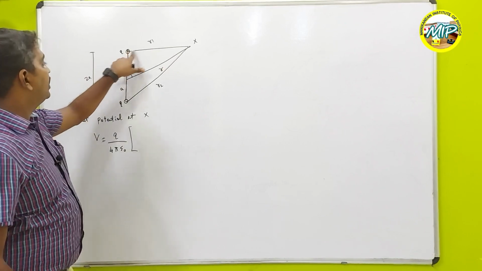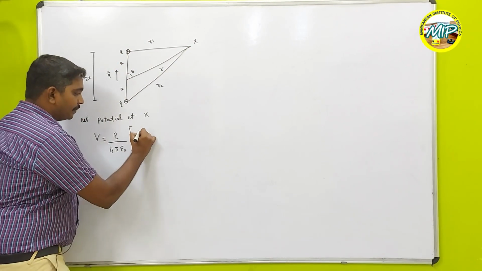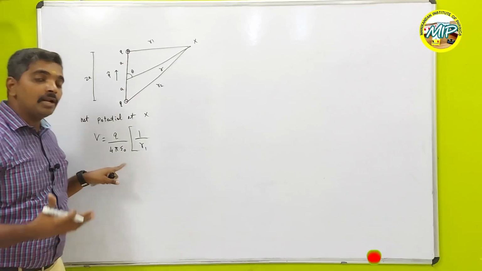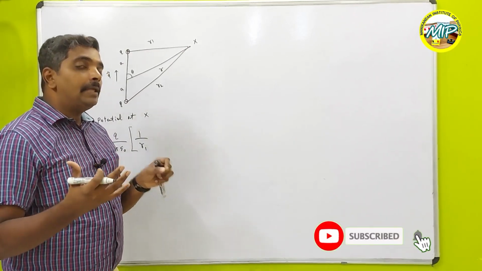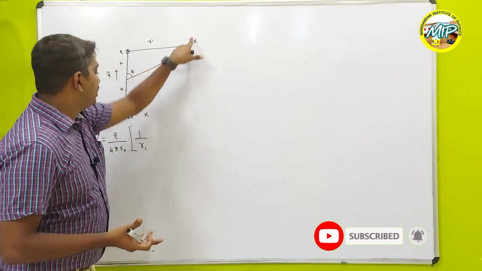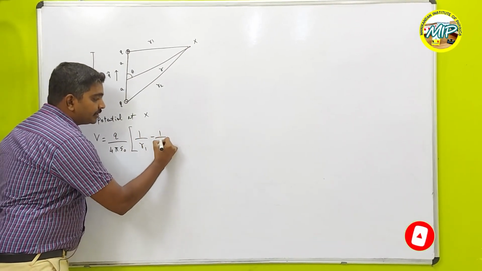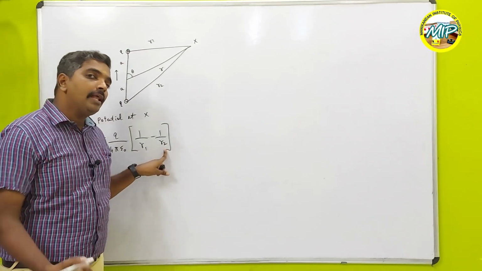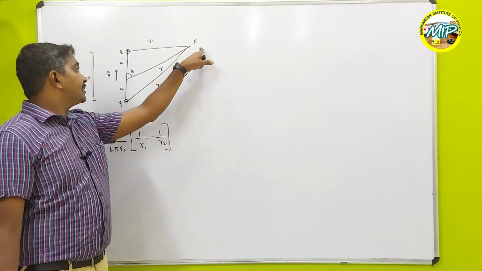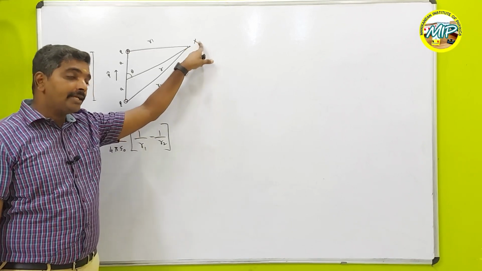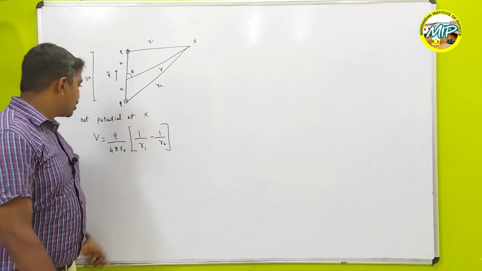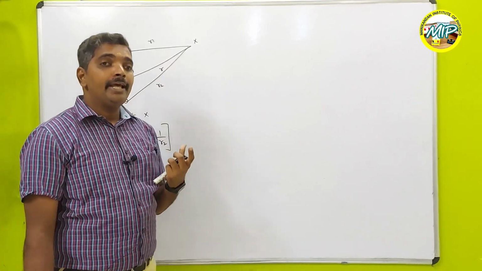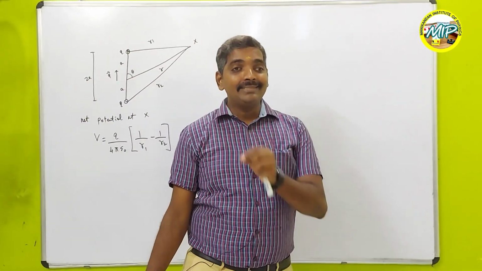The distance from here to here is r1. If I multiply this term, I get the potential at point X due to the positive charge here. If I multiply this other term, it provides the electric potential at point X due to this negative charge. So this is my net potential at point X due to this dipole.